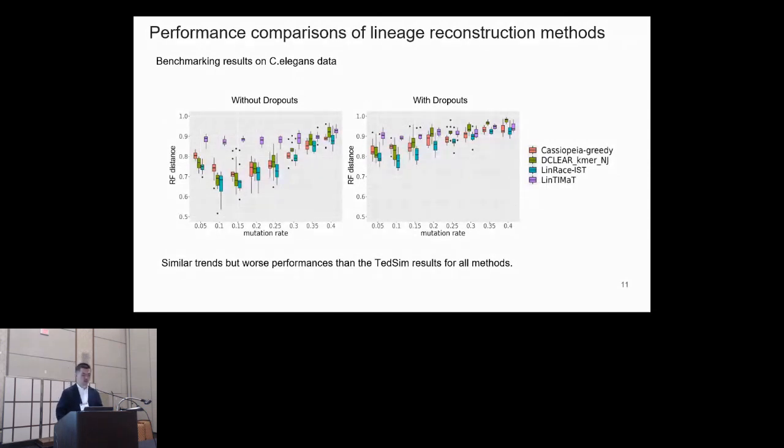Another finding is that even though the C. elegans data has a smaller sample size, with only 363 cells, the performance of all methods seems to be worse than on the simulated dataset, which had 1,024 cells. This tells us that the complicated lineage structure of the real dataset poses more of a challenge to the reconstruction task.